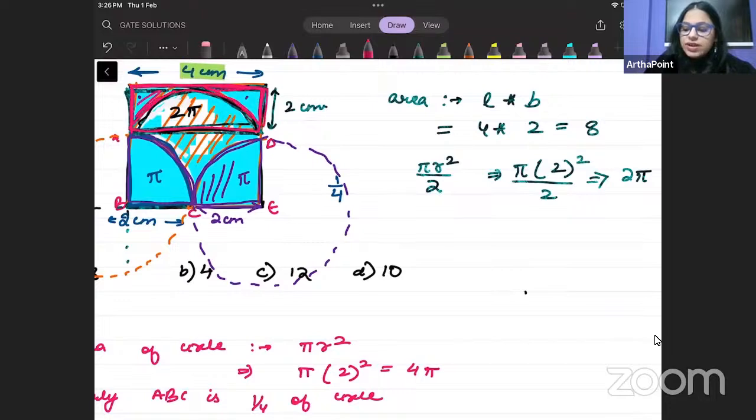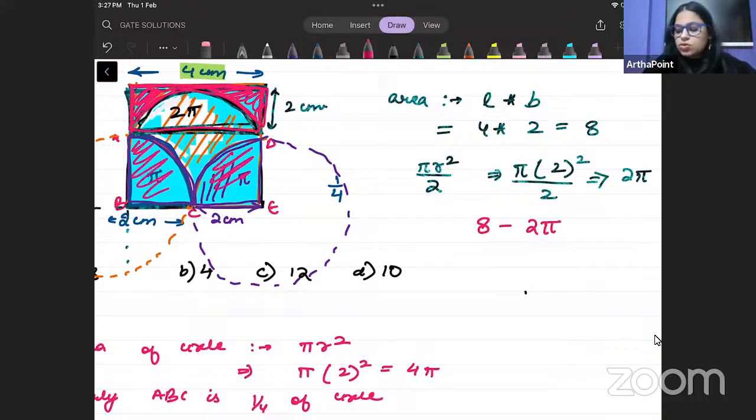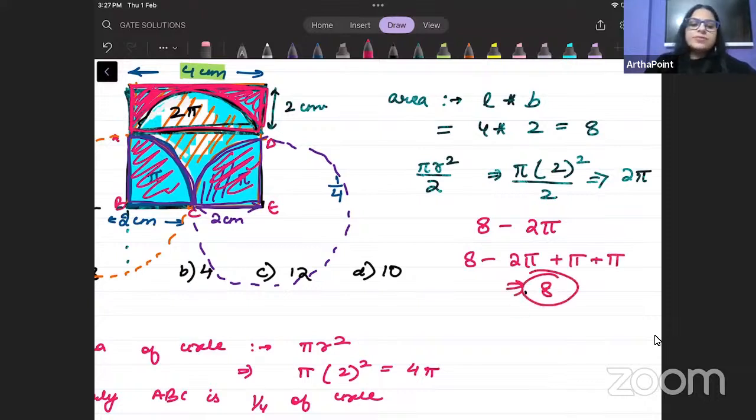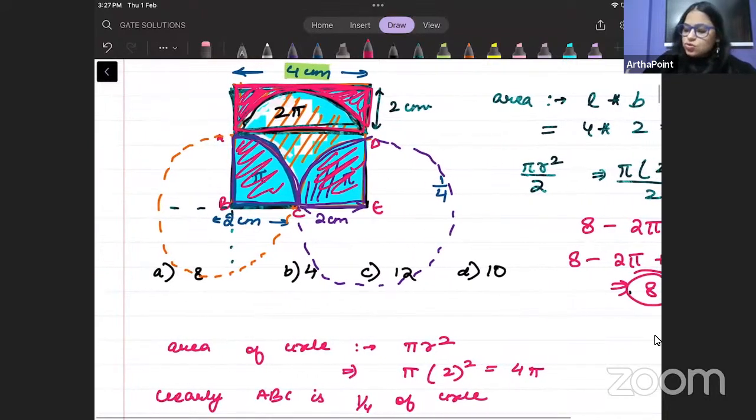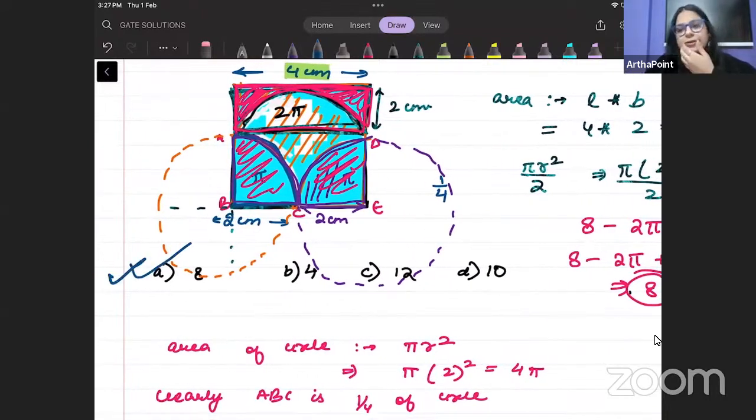This shaded region, the one I am marking in pink, what is going to be its area? Area of the rectangle minus the area of the semicircle. Now I want the total area, whatever is shaded, this also and this also. So I need to add pi of this and pi of this. So it is going to be 8 minus 2 pi plus pi plus pi. That means the answer will be 8. So the correct answer to this question should be that it is 8.